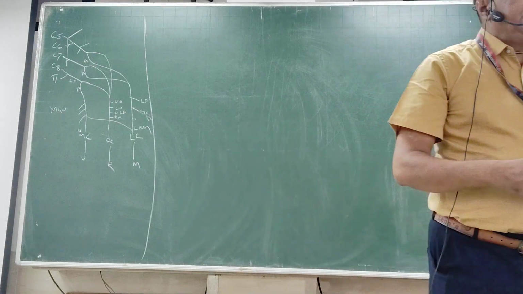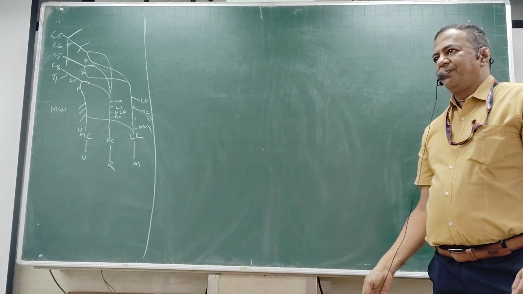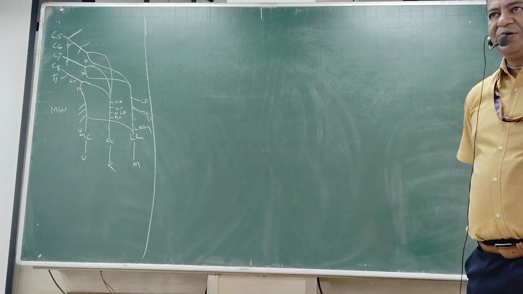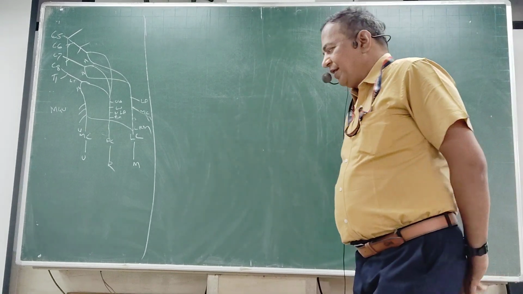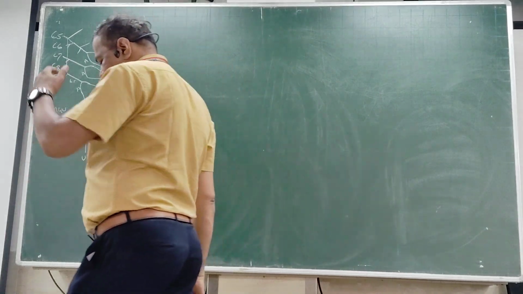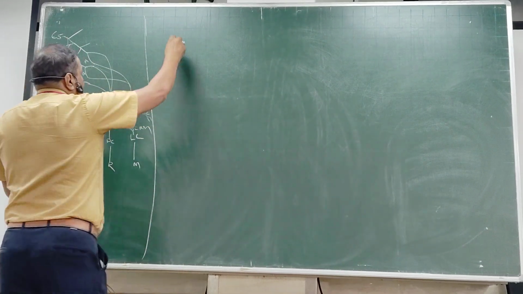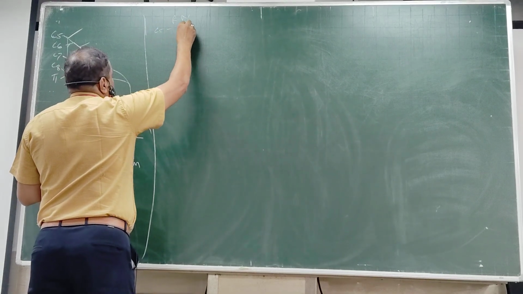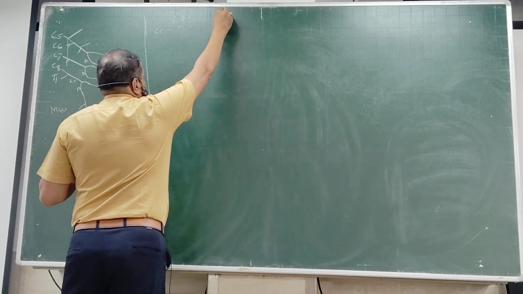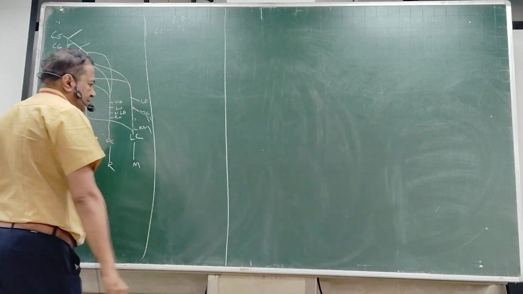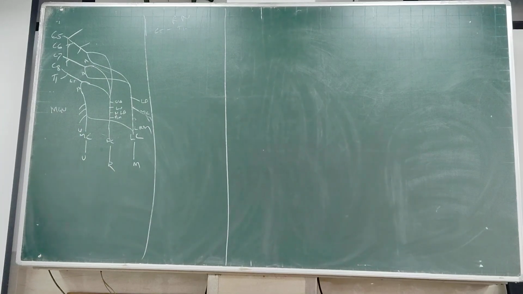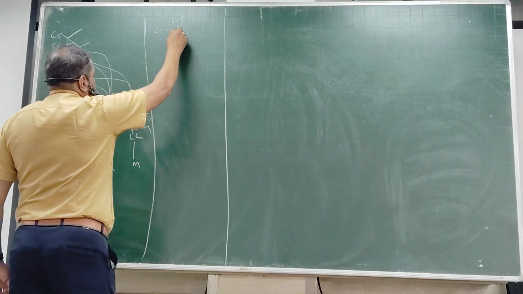So now let us study each nerve. Let us start with the important nerves first. Radial nerve. The radial nerve's root value is C5 to T1. The radial nerve is the continuation of the posterior cord.